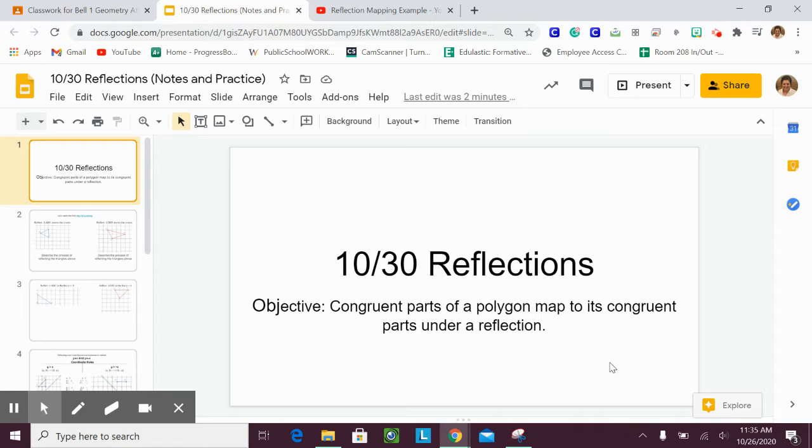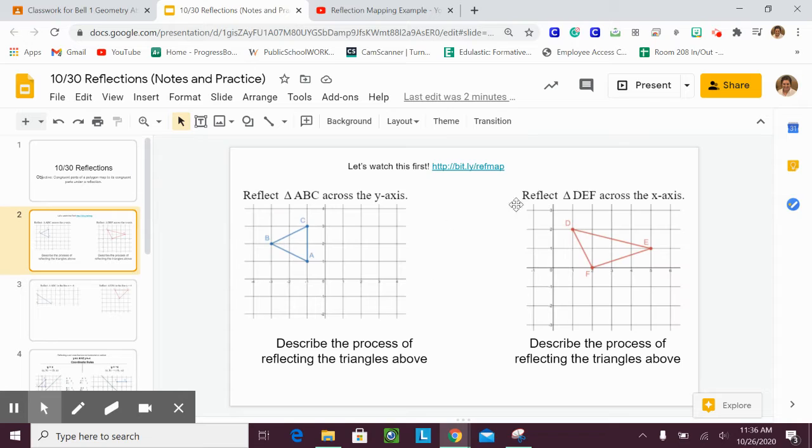Okay, guys, so today we are going to talk about reflections. So our objective is congruent parts of a polygon mapped to its congruent part under a reflection. Yesterday we talked about translations and how those were slides. Today reflections are going to be a little bit different, but the shape still should be congruent. So here we go. The first thing we're going to watch is this Bitmoji link.